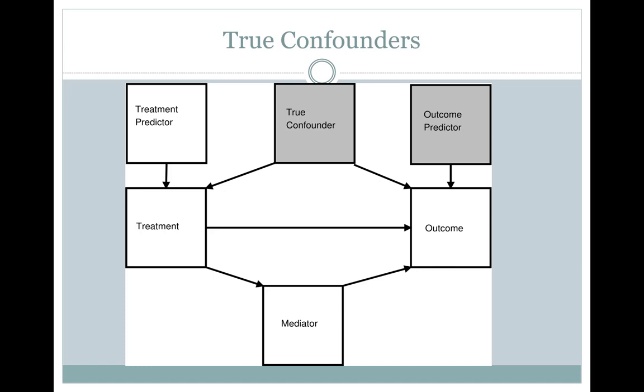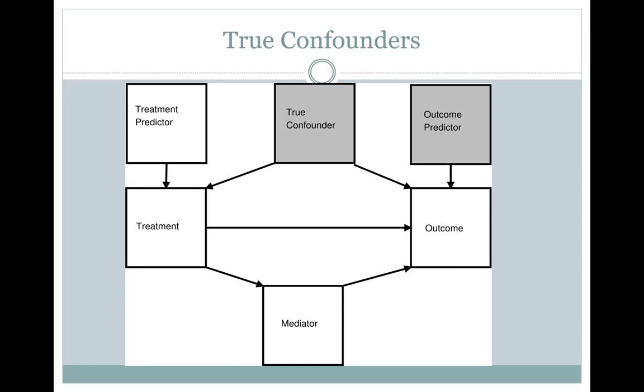That variable may be a true confounder too, but even if it's not, if it's just an outcome predictor, it's very important to include it because it will increase power. Now, treatment predictors are variables that are unrelated to the outcome and only related to the probability of treatment.